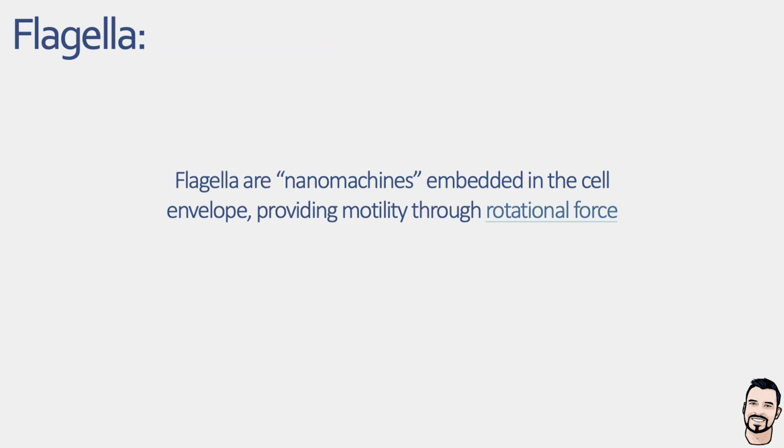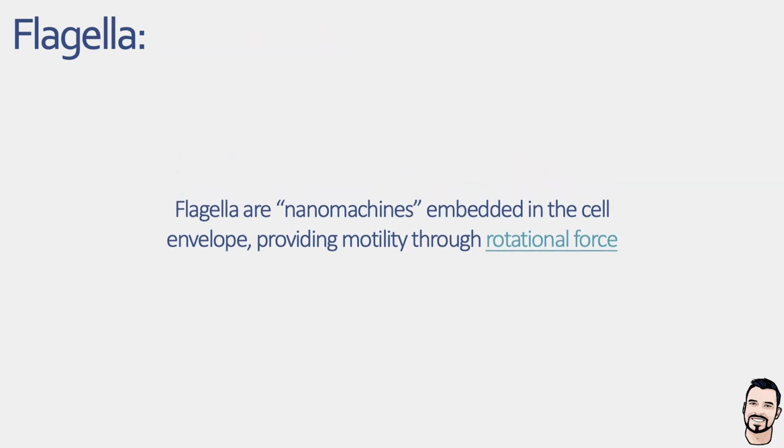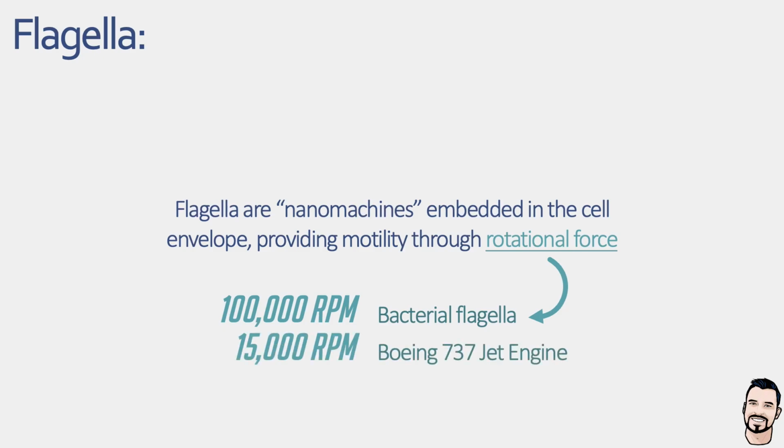And I guess despite its microscopic size compared to the cell, the flagellum is a marvel of biological engineering. It's composed of several distinct parts which under optimal conditions allow the flagella to rotate at speeds of up to 100,000 RPM, which put into context, a jet engine of a Boeing 737 spins at around 15,000 RPM, so almost 7 times slower than that of the bacterial flagella. And so we're now going to shift our focus to its intricate structure.